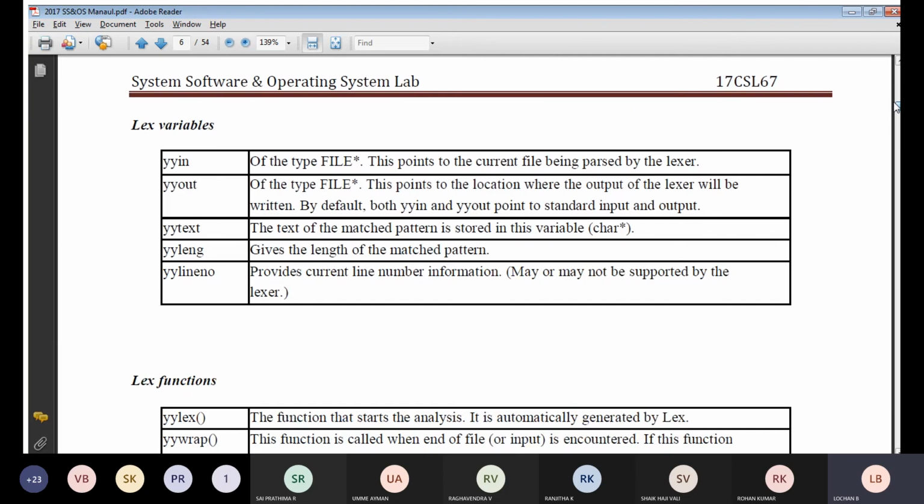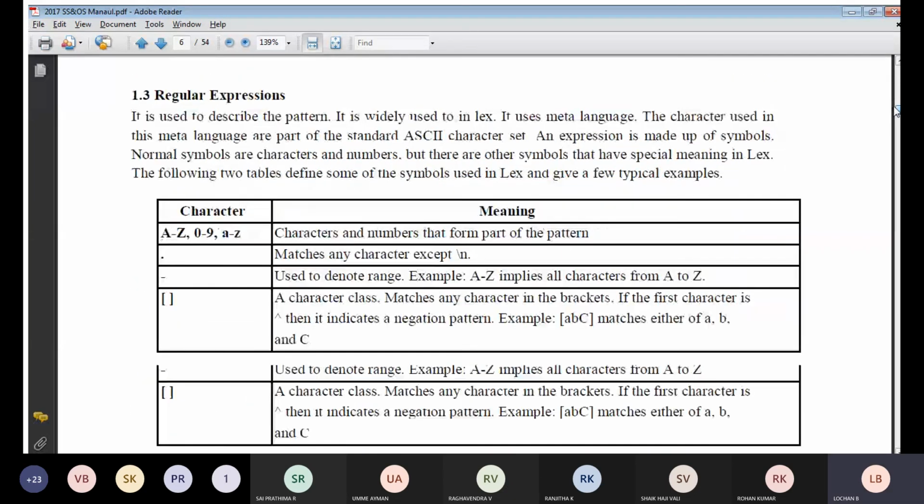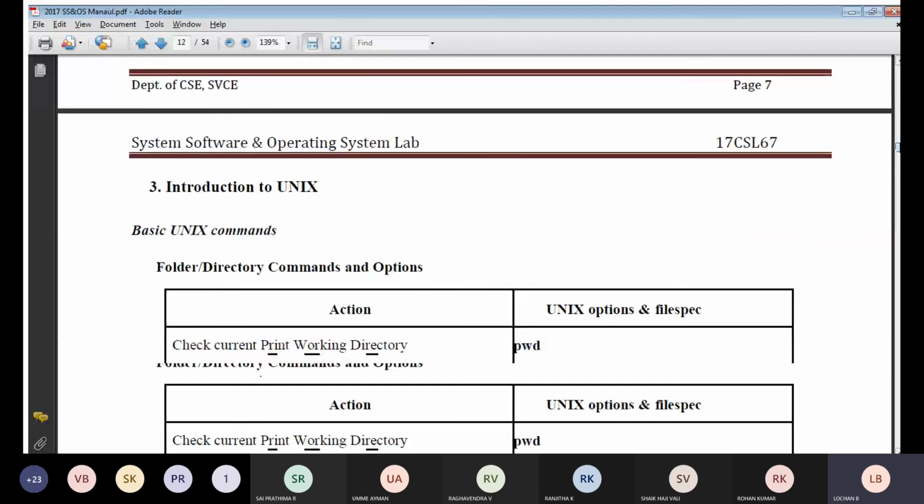The remaining part I'm going to do after your IA. Today I'm going to send one more assignment and one more quiz. If any student has any doubts, you can ask me. Anything you want to ask, you can ask me.